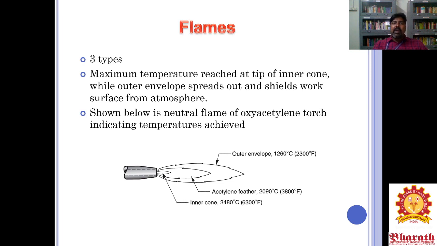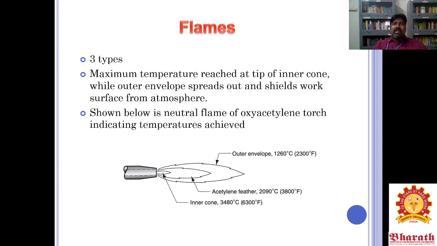Then the last one is the oxidizing flame. Oxidizing flame means we are supplying more oxygen than acetylene, right? Here we have two zones: one is the smaller inner cone and the outer cone, right? With the help of this oxidizing flame, we can weld brass, bronze, and so on. Depending upon the requirements, we can adjust the flame with the help of a small nozzle, right? And there are gas welding techniques as well.